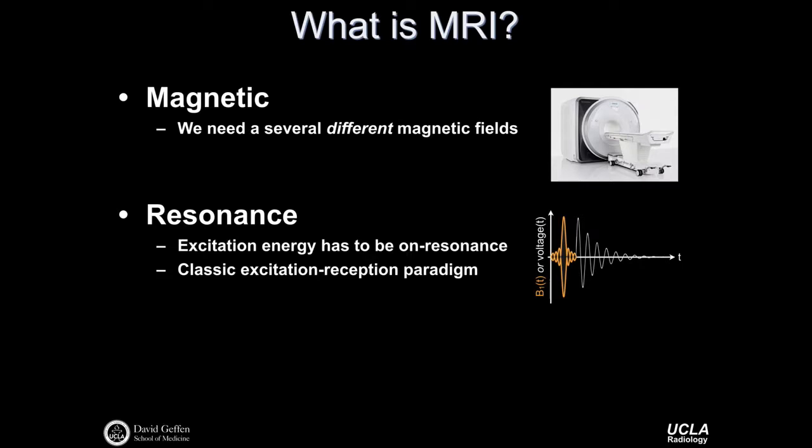MRI also takes advantage of a so-called resonance phenomenon, where an excitation energy has to be on resonance with the underlying system. In this case, we use, as shown in orange on the right, radio frequency pulses to excite water molecules such that they can emanate electromagnetic radiation that can be received in a nearby coil. This reflects a classic excitation-reception paradigm that could be contrasted to other imaging modalities.